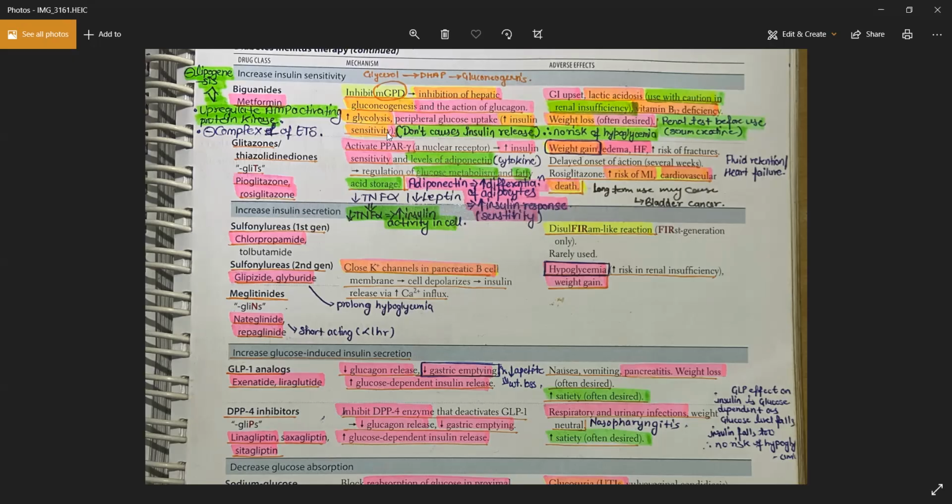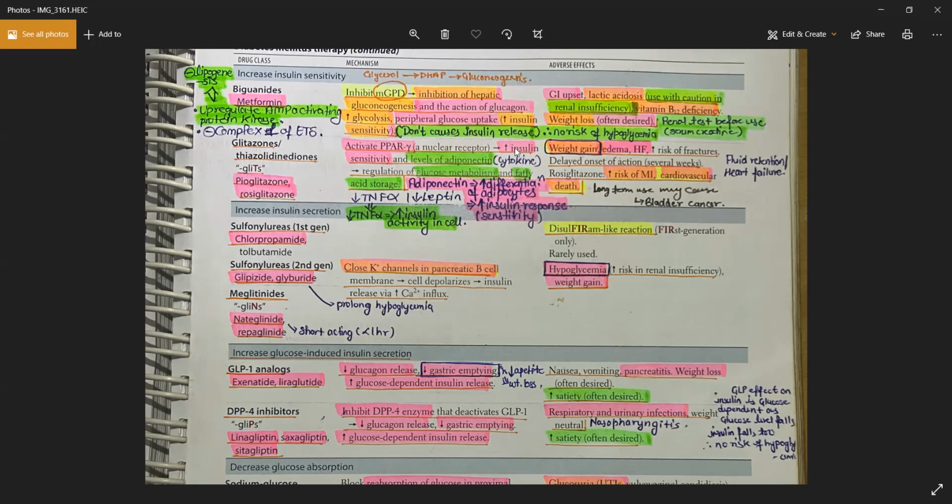So the first thing is the inhibition of gluconeogenesis, second is the inhibition of glycogenolysis, third is to promote glycolysis, fourth is peripheral glucose uptake, and the fifth one is inhibition of lipogenesis. These five things are done by metformin.